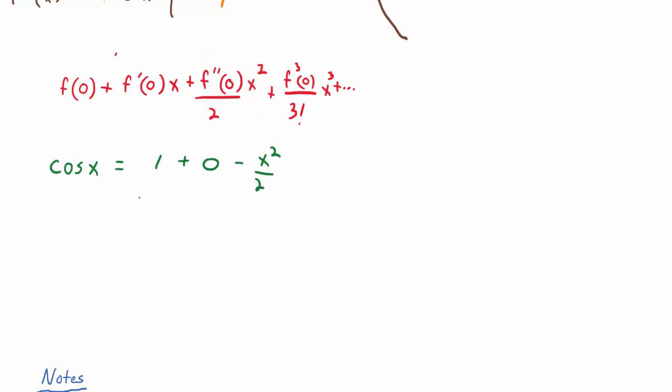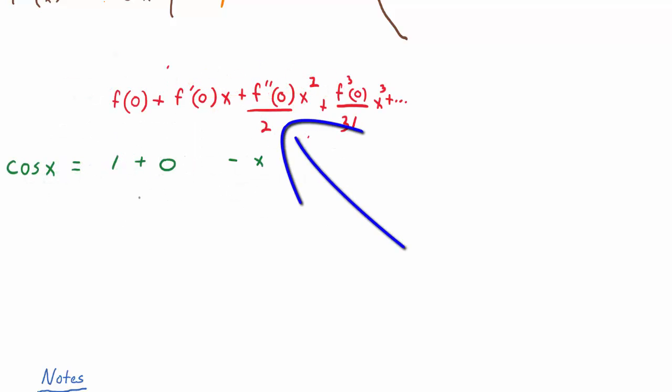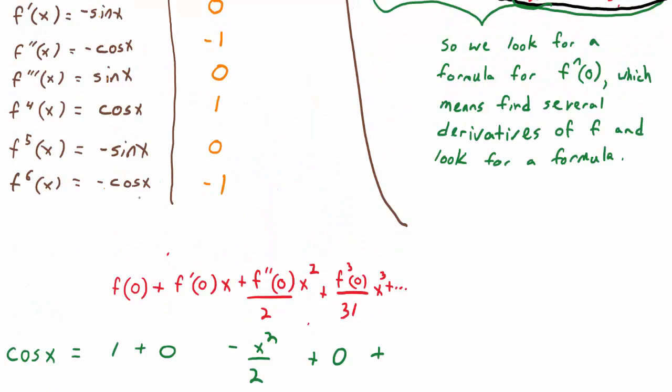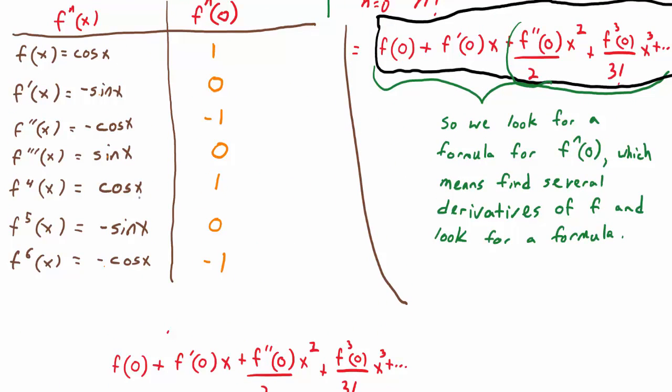Okay, erase. And then just so we can really compare it, this term is the negative x squared over 2 factorial, just 2, right? Then what's this term going to be? 0. And the next term is going to be what? Positive or negative? We know it's positive 1 times what? In other words, the next term is going to be the fourth derivative evaluated at 0, that's the 1, right?